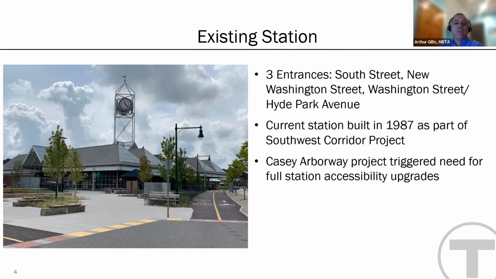There are three entrances to the station: to the west on South Street, east on Washington Street, and north on the Arborway. The current station was originally built in 1987 as part of the Southwest Corridor project that removed the elevated Orange Line tracks. In 2019, upgrades to the upper busway and Northwest Head House were completed. And because of the Casey Arborway project, it triggered the need for continued and now full station accessibility upgrades. If we can move to the next slide, please.